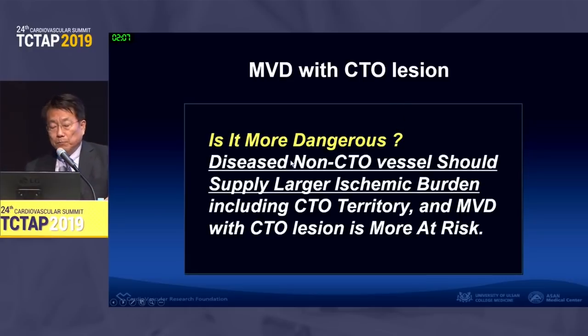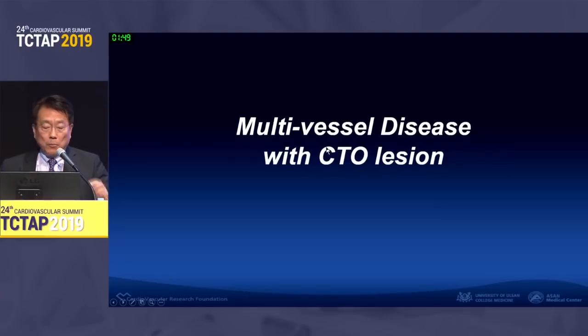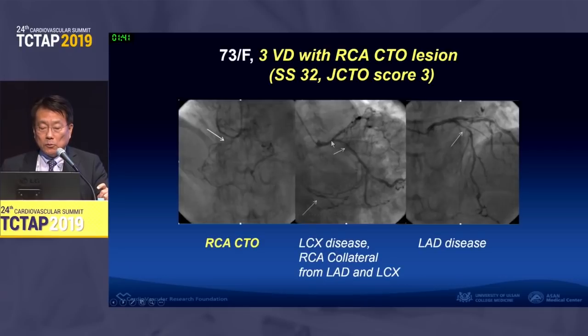The reason is that the non-CTO vessels must supply a larger ischemic burden, including the CTO territory, so multi-vessel disease with a CTO region is more at risk. Gerald just showed this slide: multi-vessel disease with a CTO carries more mortality concern. I want to show some cases.